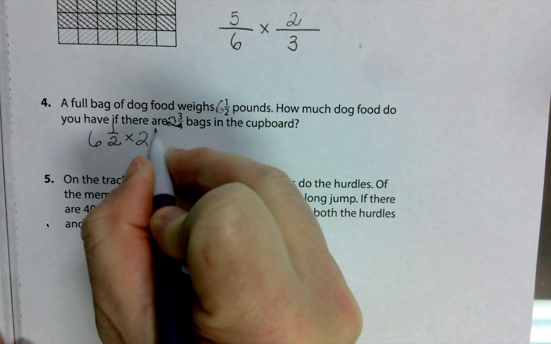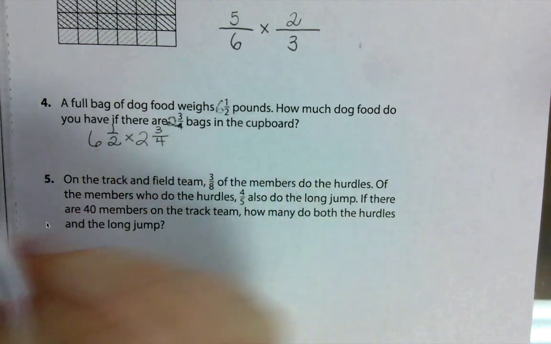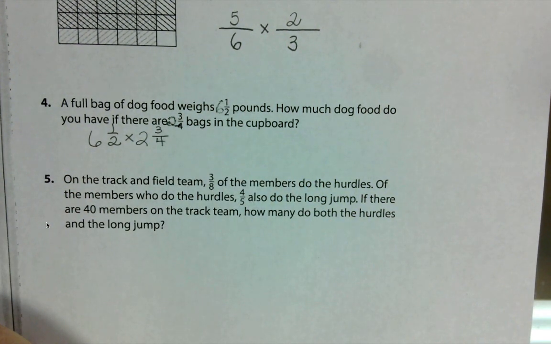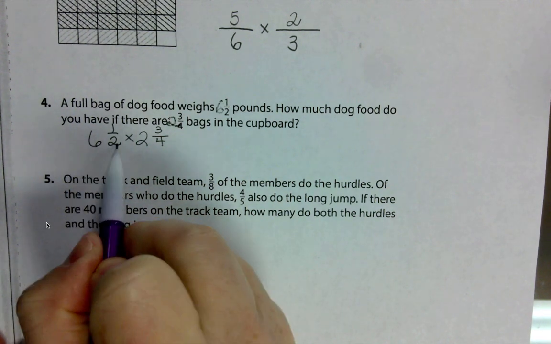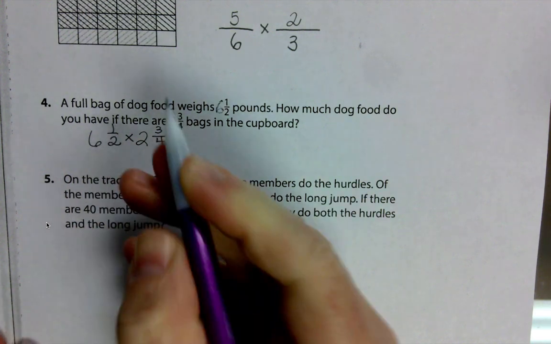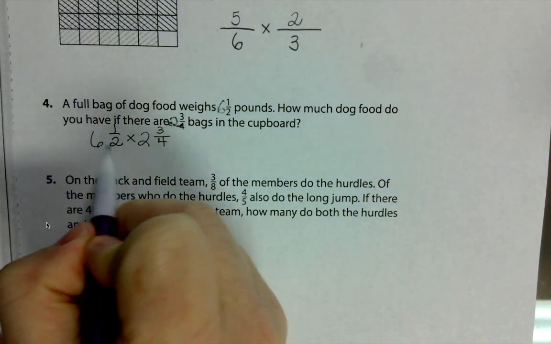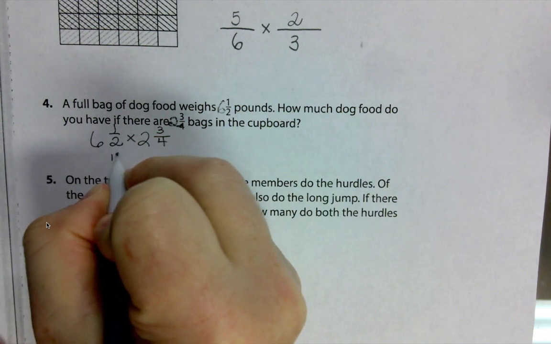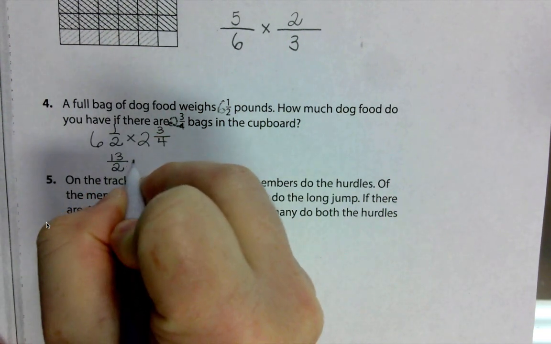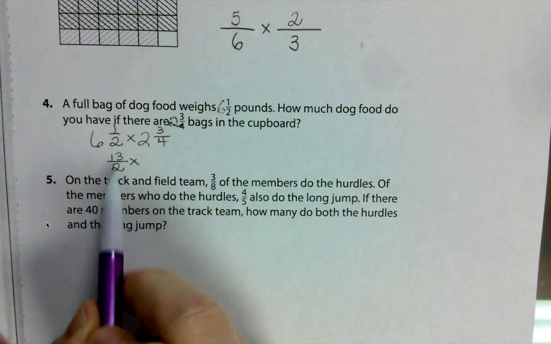I rewrite my problem, 2 3/4. You must convert to an improper fraction. Okay, so denominator 2 times the whole number 6. 2 times 6 is 12 plus 1 more is 13. Times. And remember, my denominator stays the same.